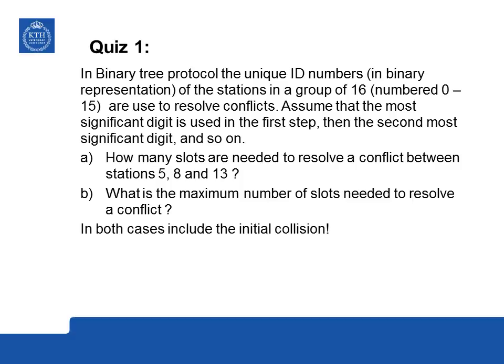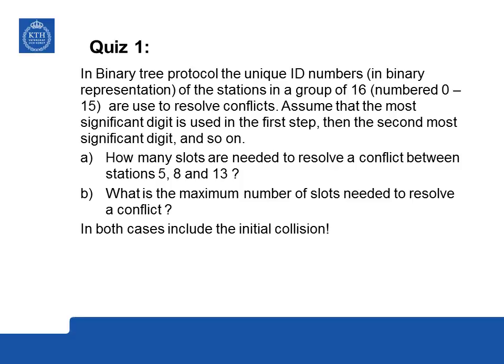So this brings us to quiz number 1. Let's assume that we have a binary tree protocol, and instead of doing random experiments, we use the unique ID numbers of the stations. So let's assume that we have a group of 16 stations and they're numbered 0 to 15. And these IDs are used to resolve conflicts.